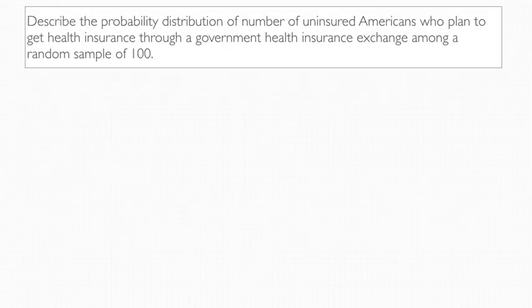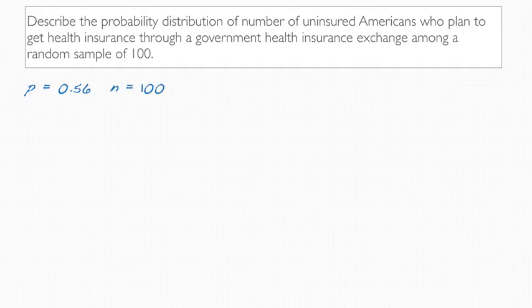Next, we're asked to describe the probability distribution of the number of uninsured Americans who plan to get health insurance through a government health insurance exchange among a random sample of 100. Once again, p is 0.56. This time n is 100.